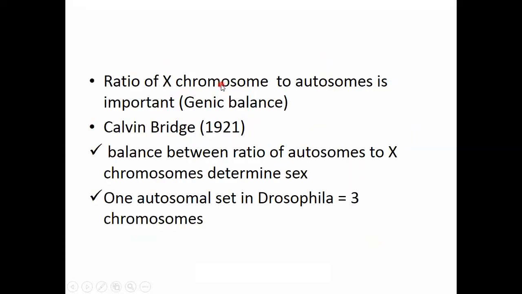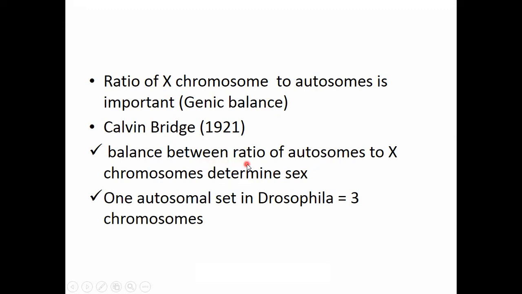So in Drosophila, sex is dependent upon the ratio of the X chromosome to autosomes. That is known as Genic Balance Theory, and that mechanism was provided by Calvin Bridges in 1921. What are the conclusions or basic points that Bridges concluded? That the balance between the ratio of autosomes to X chromosomes determines the sex in Drosophila.